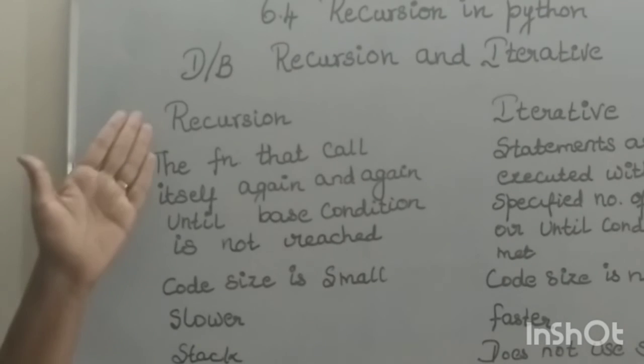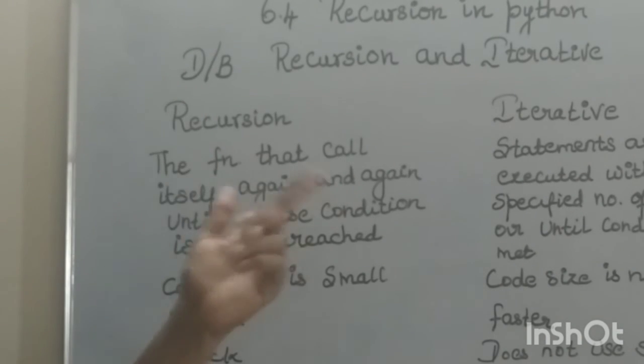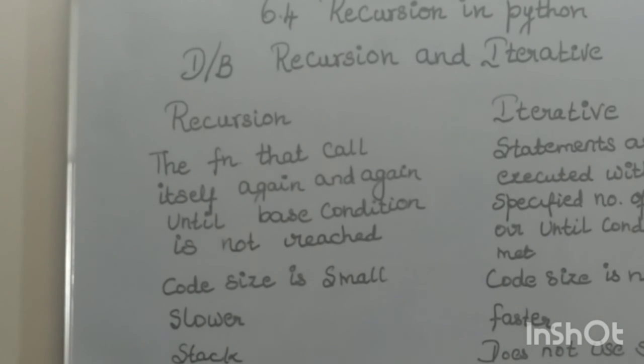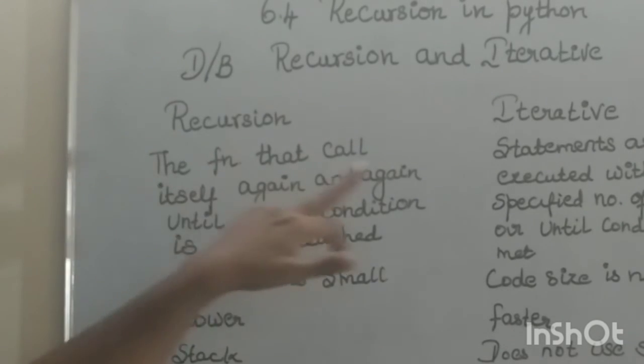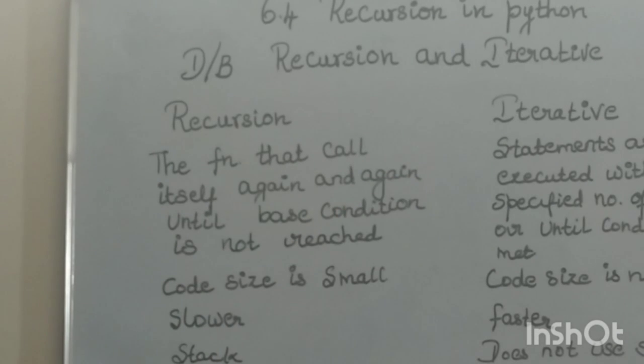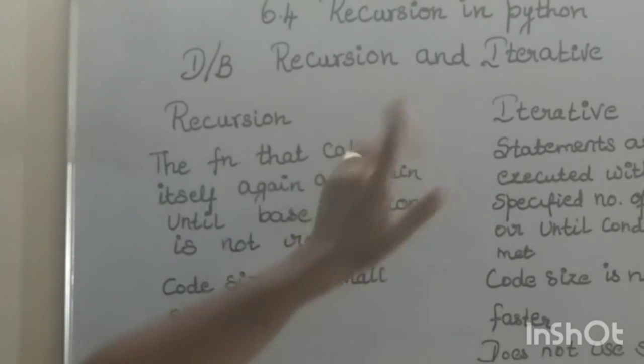Next we are going to discuss the difference between recursion and iterative statement. Recursion, definition wise, is the function that calls itself again and again until the base condition is reached. This is the definition for the recursion. But in the case of iterative, statements are executed a specified number of times until the condition is met. Here the code size is small in recursion, but code size is not small in iterative statement.